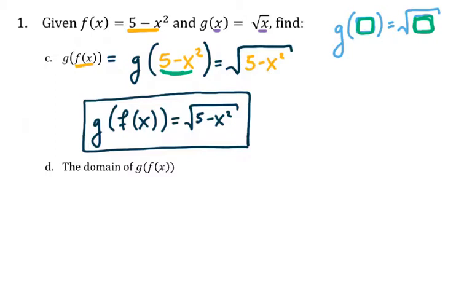So just food for thought, lots of different ways to think through composition. If one of the ways we've talked about isn't clicking, just holler and we can talk about some other ways. Now we've got to find the domain.